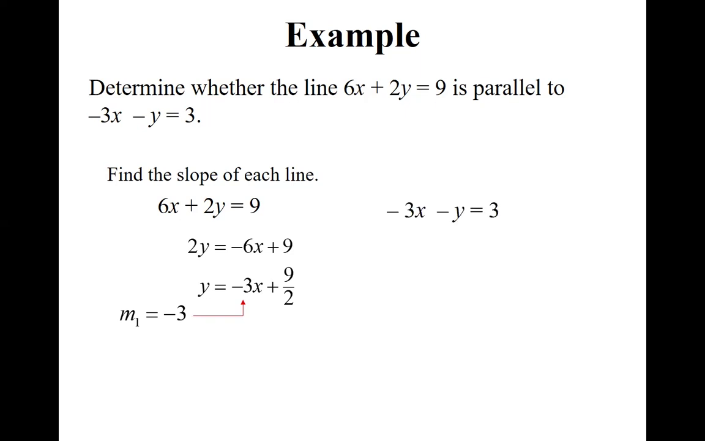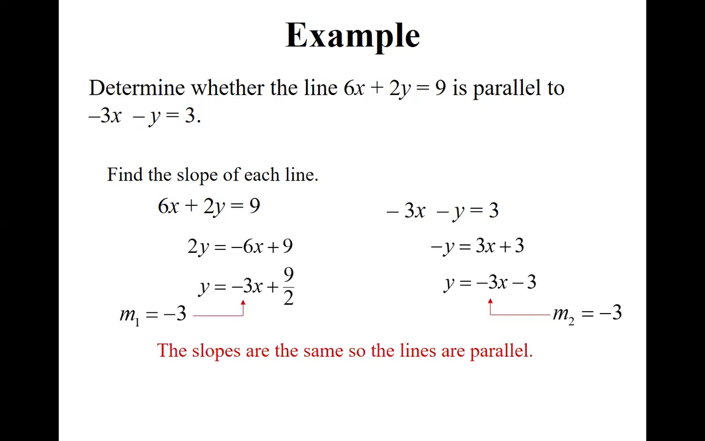Now let's look at the second line, -3x minus y equals 3. Again, we want to solve it for y, so add 3x to both sides, and then take the opposite of both sides, divide both sides by -1. We get y equals -3x minus 3. This one also has a slope of -3. Since the slopes are the same, they are parallel lines.